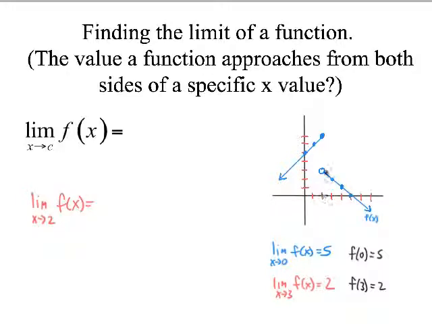Well, if we're approaching 2, as I come this way, I'm approaching 7. And as I come this way, I'm approaching 3. So which one is it? Do you understand? As I go this way, aren't I approaching 7 high? As I come from this side, aren't I approaching 3? Which one is it? It can't be two answers. So we call this does not exist. There is no limit. We aren't approaching anything from both sides.